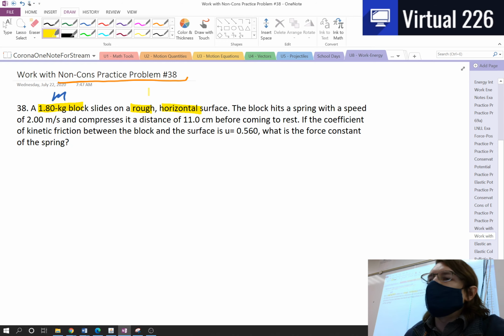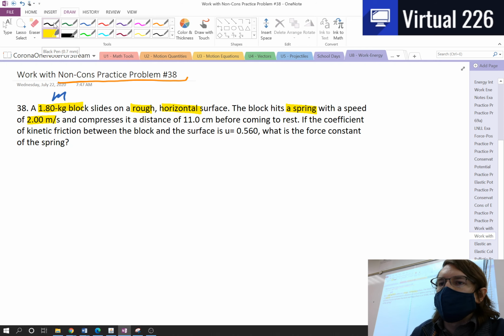What does happen is the block hits a spring with a speed of 2.0 meters per second, and it compresses it a distance of 11 centimeters before coming to rest. The coefficient of kinetic friction between the block and the surface is 0.56. What's the force constant of the spring?